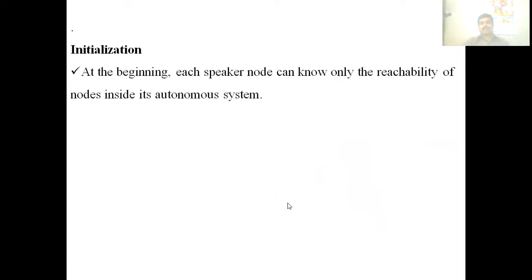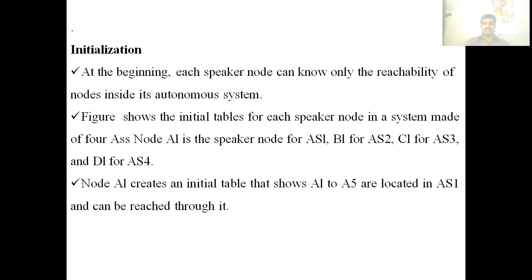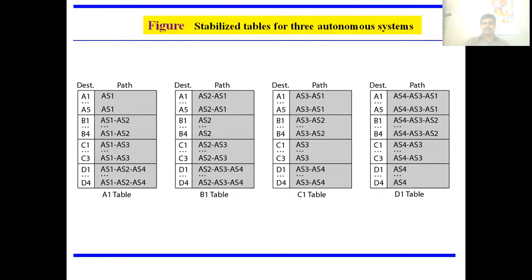Initialization: at the beginning, each speaker node only knows the reachability of the nodes inside its own autonomous system. We have seen this in the previous figure. Now, the stabilized table for the autonomous systems. A1 to A5 are in autonomous system 1. B1 is reached from autonomous system 1 to autonomous system 2. C1 to C3 are reached from autonomous system 1 to 3. Similarly D1 to D4 are reached from autonomous system 1 to 4.